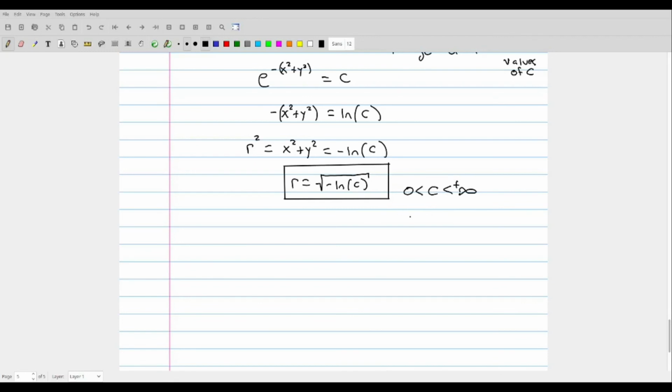We also need to enforce that this square root right here has to be defined for the radius. It has to be a positive square root. So this only works when negative ln of c is greater than or equal to 0, which means that ln of c has to be less than 0. If you multiply this inequality by negative 1, the inequality flips over, and you have to have that ln of c is less than 0.